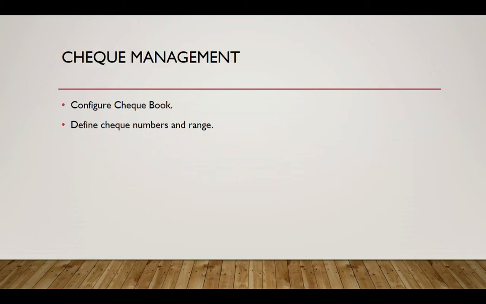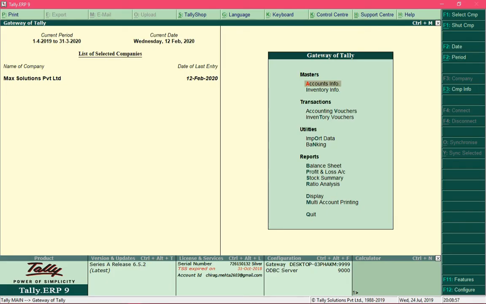So in part 1 of this section, you are going to learn how to configure checkbook information in Tally and define check numbers and the range which is present in the physical checkbook. Alright, now let's see how to add information about checkbook in Tally. In Tally, we need to update the bank ledger so that it can contain information about checkbook. So we already created a bank ledger in the name of SBI account. So we need to modify it.